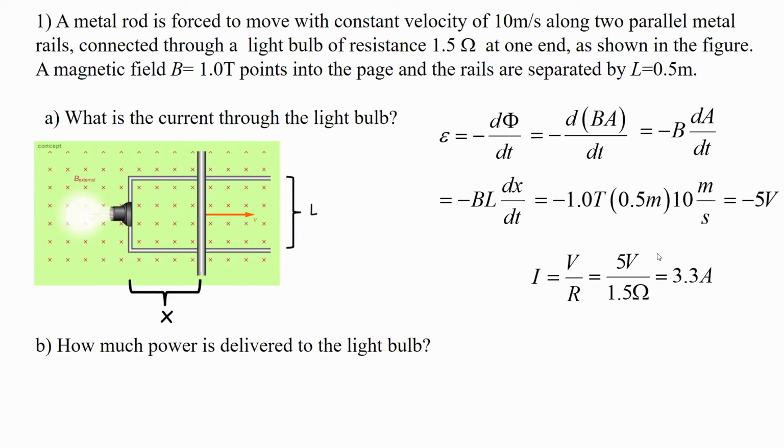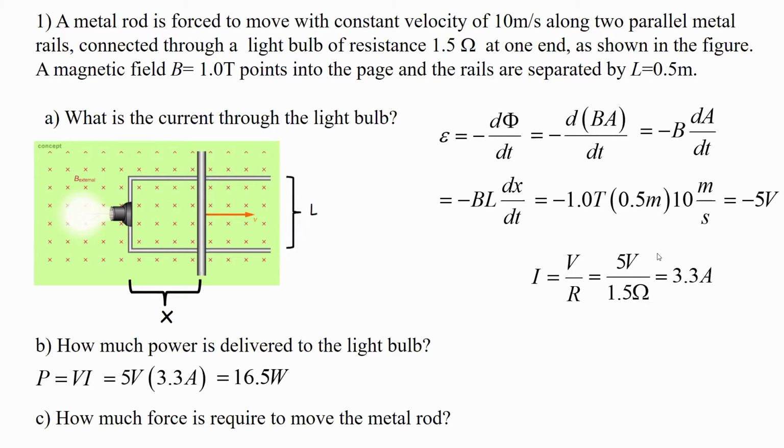So the next part of this is how much power is then delivered to the light bulb based on moving the rod over to the right at 10 meters per second. So we know power is equal to voltage times current. That's what we have here. And so we have these quantities. We have the voltage. We have the current. And so it turns out to be about 16.5 watts.